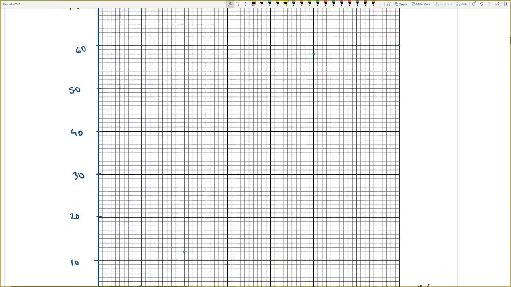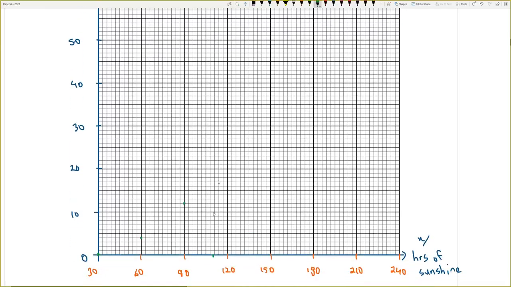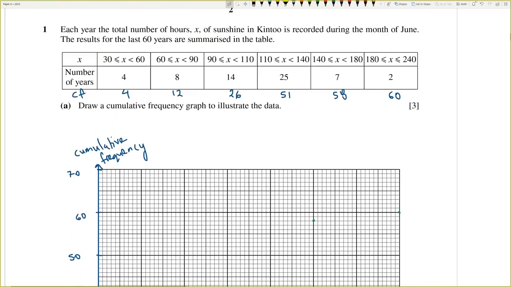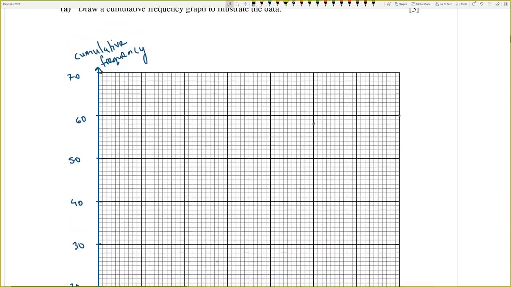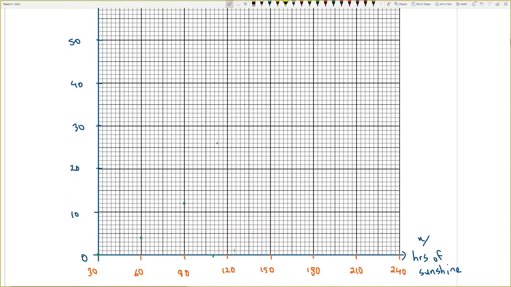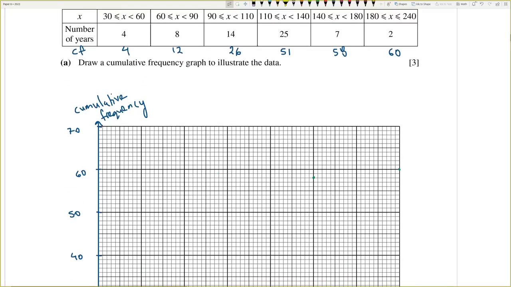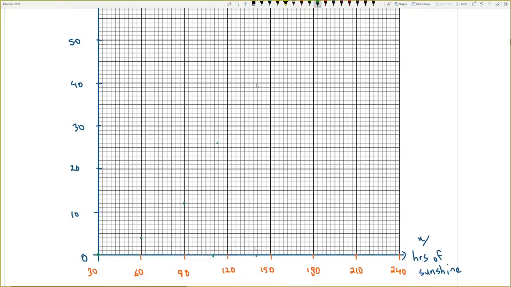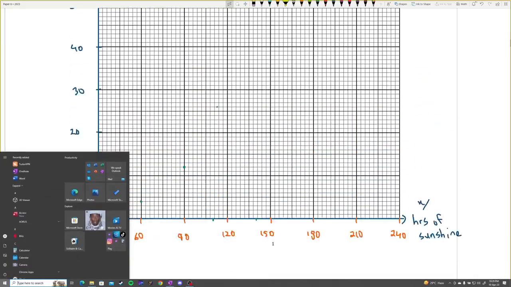So we have 26 at 110. So I'm going for 26. 26 is over here. This is our point. And then we have 51 at 140. 140 is also like 6.67 boxes away from 120. So 6 over here. 6.67 is somewhere over here. And we're going to get 51. So 51. We get the point over here. Okay. So that's that.